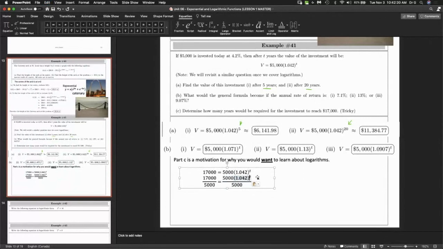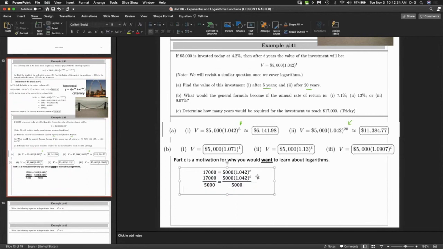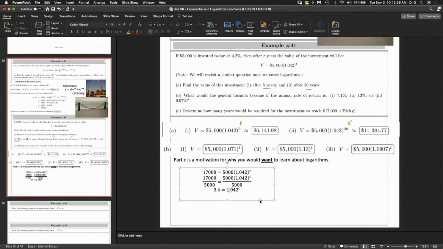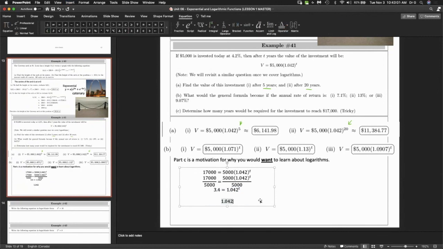And when you do that, what happens to the 5,000s here on the right side? What do you get on this side? Anybody? What do you get on the right-hand side? Yeah, thank you, Jai. You get that. So now the question is, how do you solve this?